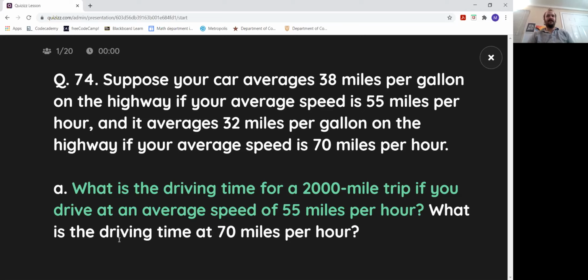So first we're going to do 55 miles per hour. I will give you a hint. If you do your unit analysis, we want to know time. We know there is a 2,000 mile trip. And we know we are going at 55 miles per hour. That is 55 miles for every 1 hour.